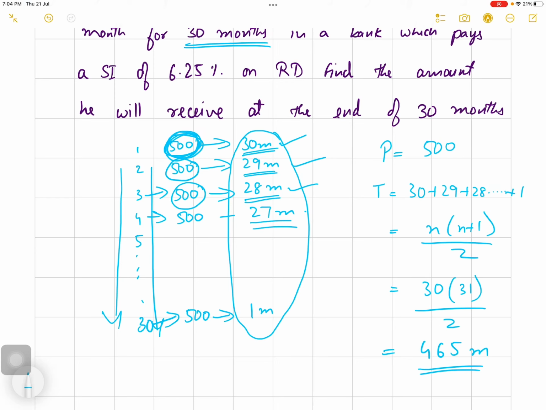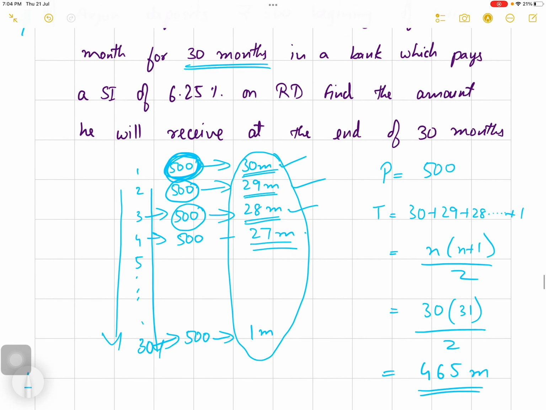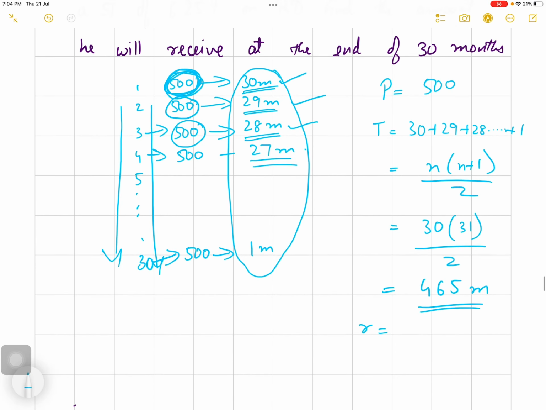Now we know P, we know T. The principal is 500, the time is 465 months, and the interest rate R is given as 6.25%, that is 0.0625. R is 6.25%, which is 0.0625.